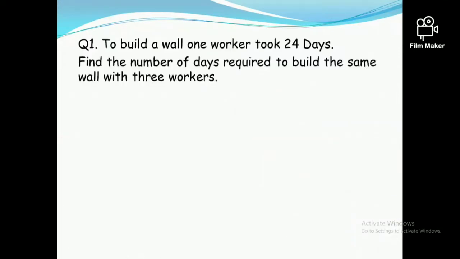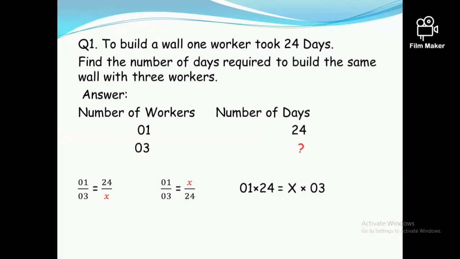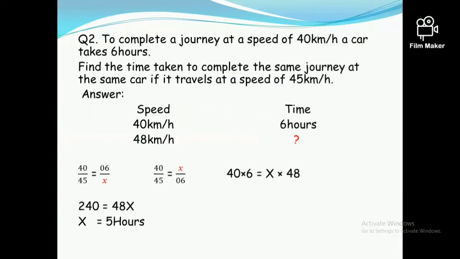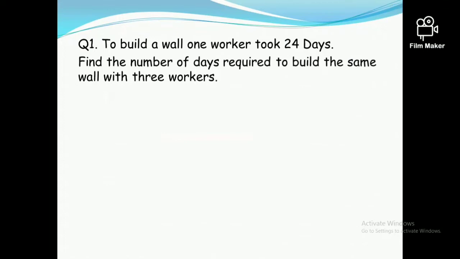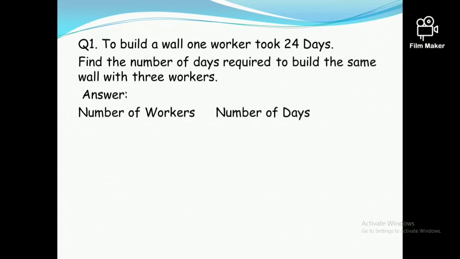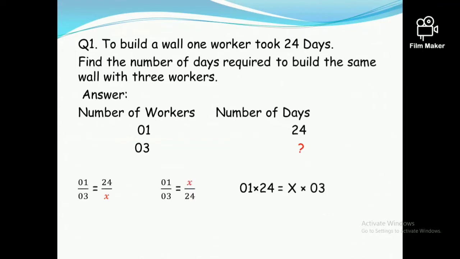Let's see the steps you have to follow. Let's go back and see how to do this. Our question is, to build a wall, one worker took 24 days. Find the number of days required to build the same wall with 3 workers. It's a relationship between the number of workers and the number of days. For one worker, it took 24 days. For 3 workers, how many days do you need? That is the problem we need to solve.